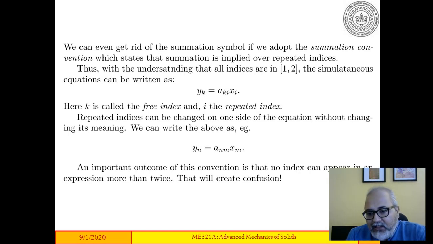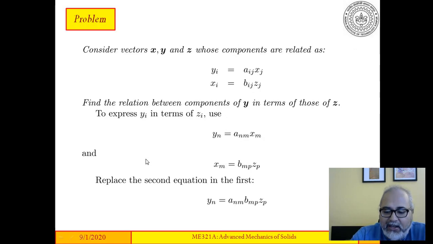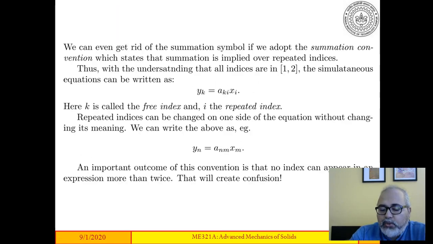The other thing that you should remember is that a repeated index cannot appear in an expression more than twice. Twice means there's a repetition, there's an invisible summation that has to be done. But if it appears more than twice, then it becomes confusing. So when you learn tensors and indicial notation more, whenever you get a repeated index 3 times, you know that you have made a mistake somewhere. So remember that repeated indices can never occur more than 2 times in an expression.